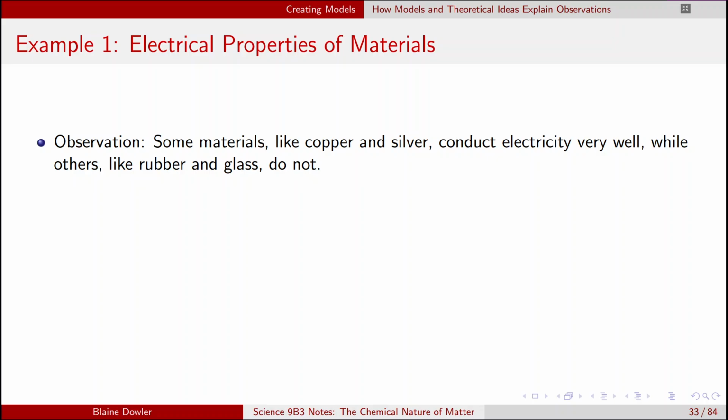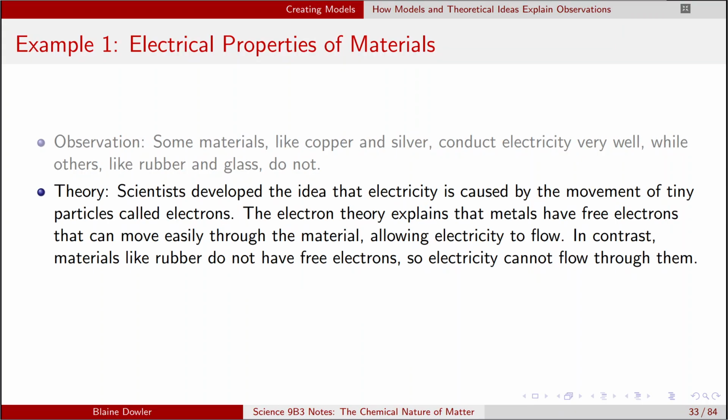Example 1. Electrical properties of materials. Start with our observation. Some materials, like copper and silver, conduct electricity very well, while others, like rubber and glass, do not. Theory. Scientists developed the idea that electricity is caused by the movement of tiny particles called electrons. The electron theory explains that metals have free electrons that can move easily through the material, allowing electricity to flow. In contrast, materials like rubber do not have free electrons, so electricity cannot flow through them.